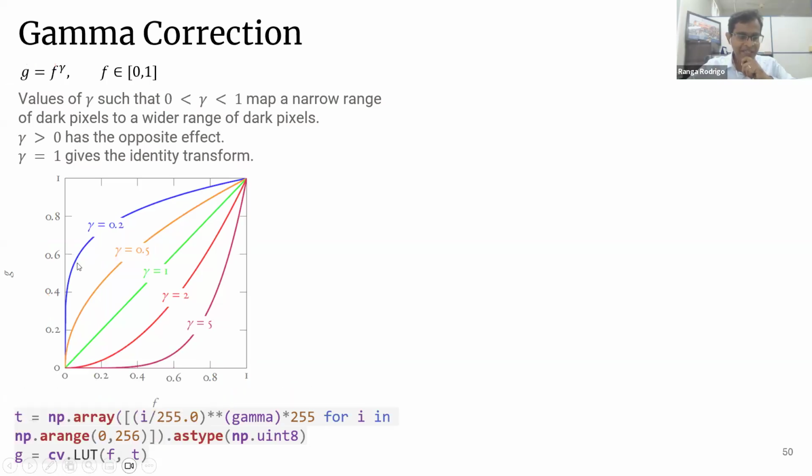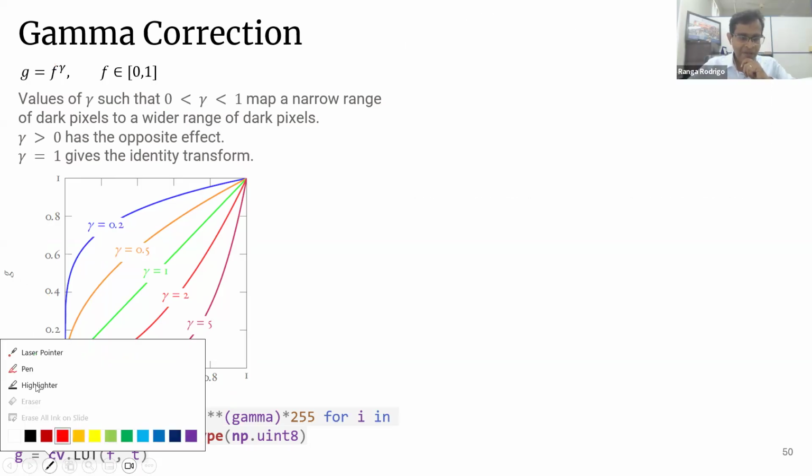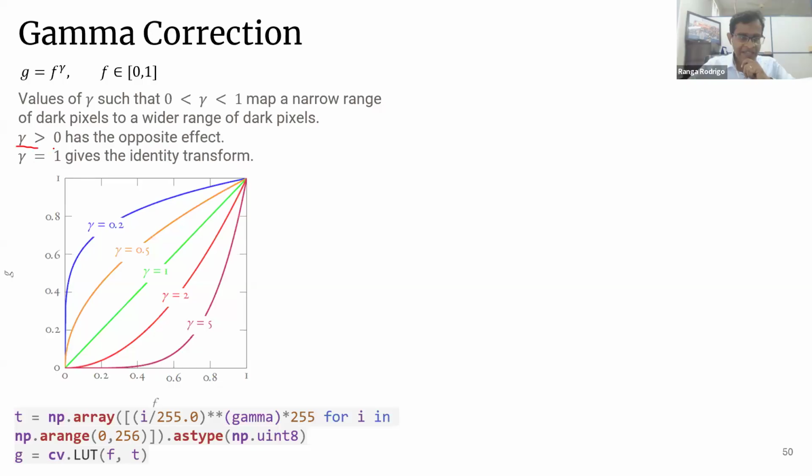But now let's look at the opposite case. That means when the gamma is greater than 1, maybe an operation like that. You can see in that case a narrow range of bright pixels, now these pixels are bright, this range is bright, has been mapped to a wide range of bright pixels. So white areas are enhanced. That means outside the window, the bright ones are enhanced.